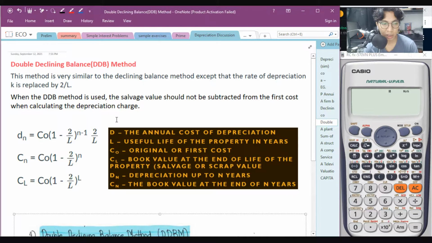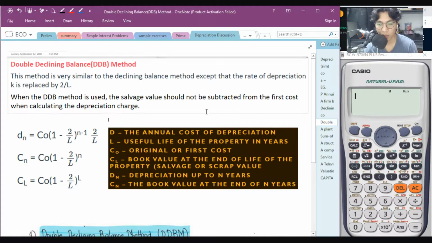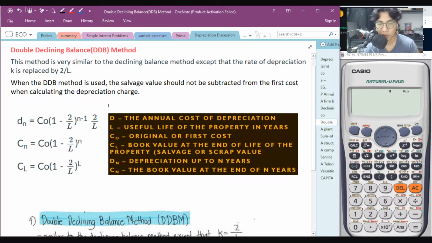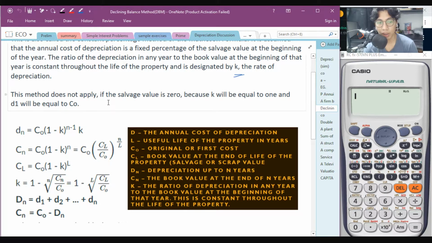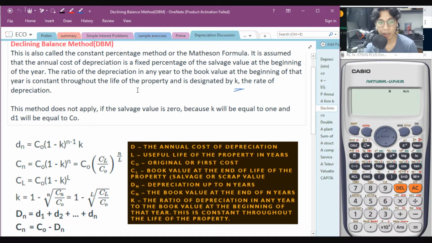So, when the DDB method is used, the salvage value should not be subtracted from the first cost when calculating the depreciation charge. Unlike in declining balance method, the salvage value is... saan ba dito yun? Nakalagay dyan eh. Ayun, the ratio of the depreciation in any year to the book value at the beginning of that year is constant, or fixed throughout the life of the property and is designated by K.